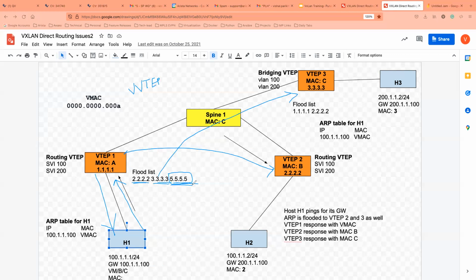No, because it's its own IP address, right? It is configured everywhere, on all the routing VTEPs. So it will not send to 555. It will only send to 222 and 333. Is it correct?